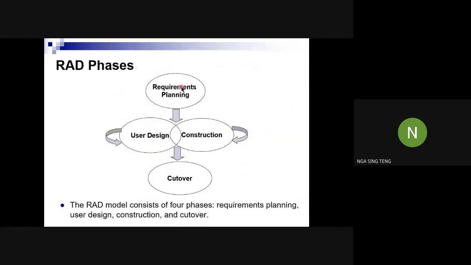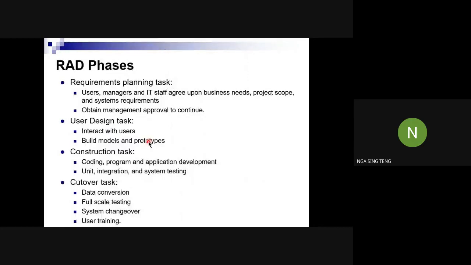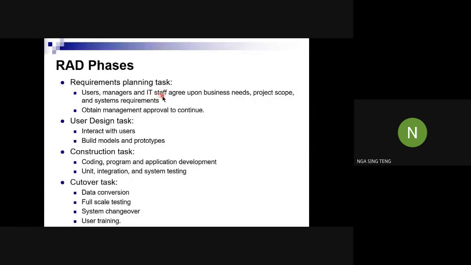the requirement planning, user design, construction, cutover. So the RAD model consists of all these 4 phases. Okay. And the user is always there. Requirement planning task: this is the one. Requirement planning. So the user, management, IT group, IT staff define the business objectives, scope, and system requirements. It's like the business rules. And in your database, simply try to figure out what the business rules are, everything.